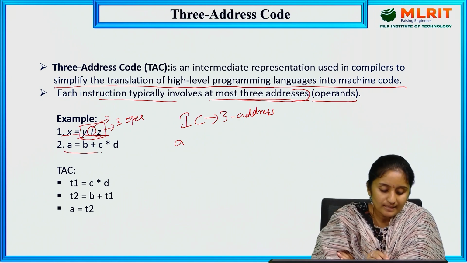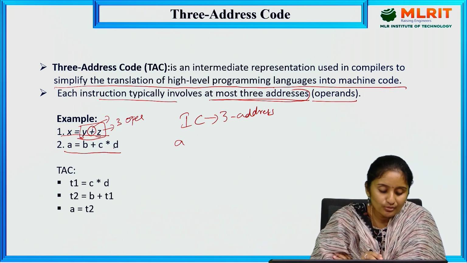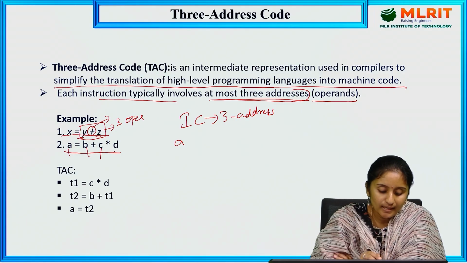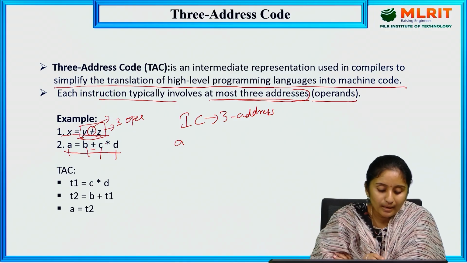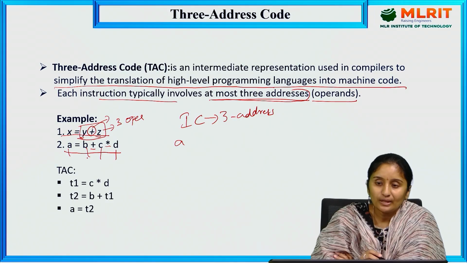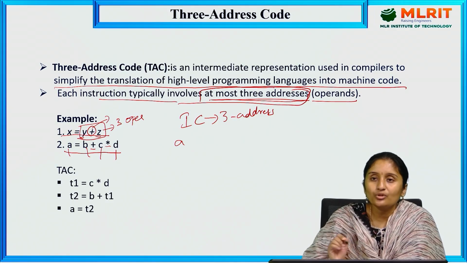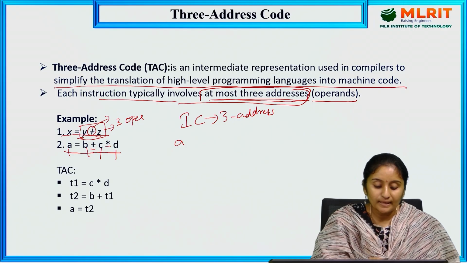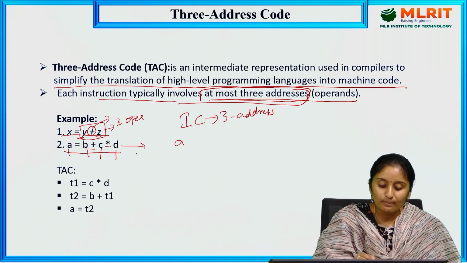See here the next example, A equal to B plus C into D. Here I am having 4 operands in total: A, B, C and D. And how many operators am I having? 2 operators are there in the RHS side. But according to 3 address code, it should have at most 3 operands. But here I am having 4 operands. So now we need to simplify this code.